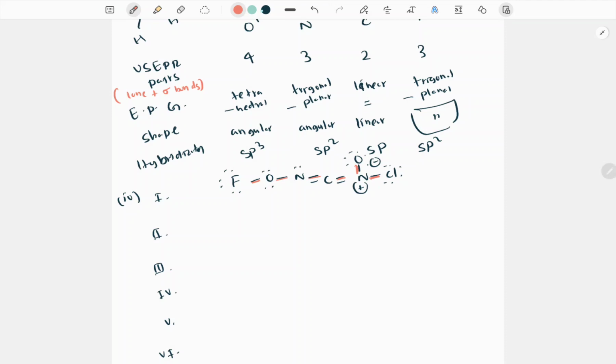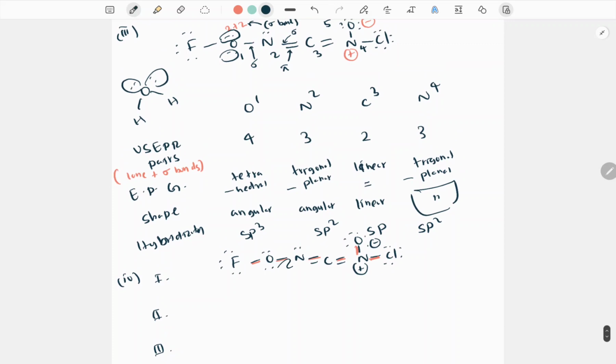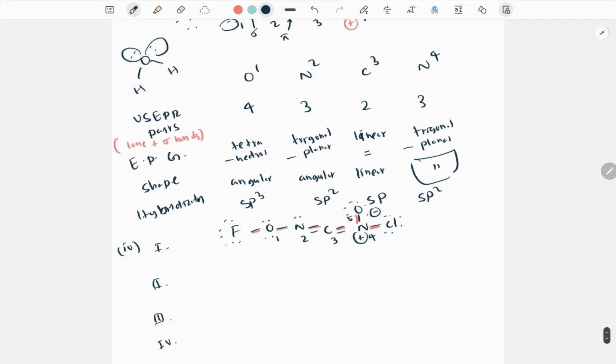Now, how are these atoms numbered? Oxygen 1 is this. Nitrogen 2, carbon 3, nitrogen 4 and oxygen 5. These are how it is numbered. Now the first one asks about the fluorine and oxygen 1 sigma bond. What is asked is what are the atomic or hybrid orbitals involved in the formation of this sigma bond?